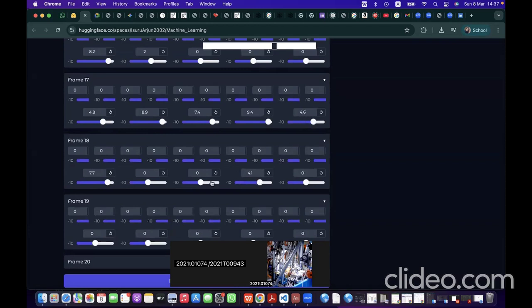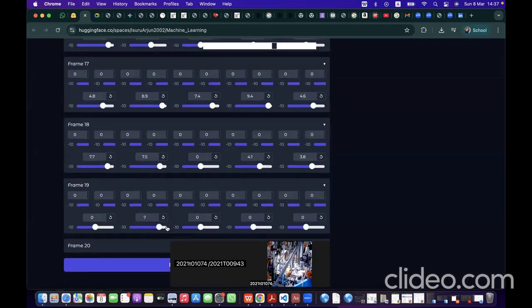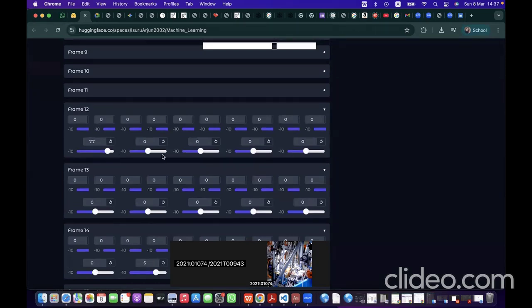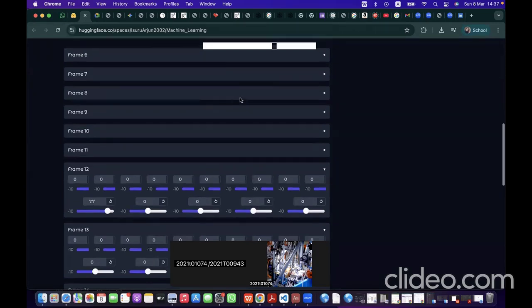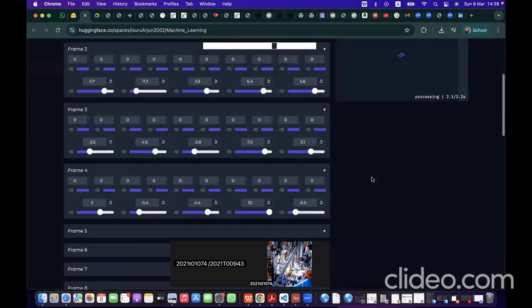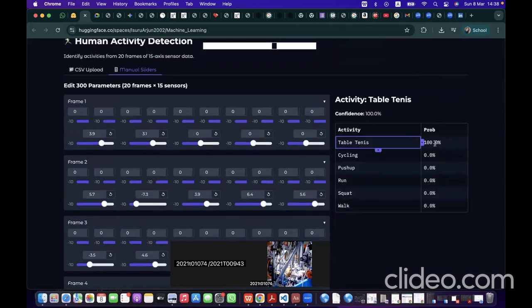I will add them to my YouTube channel, and if we detect, you can see this symptom is table tennis. It has 100% probability, which means the model says that this combination of readings has happened by table tennis playing. So you can see that.